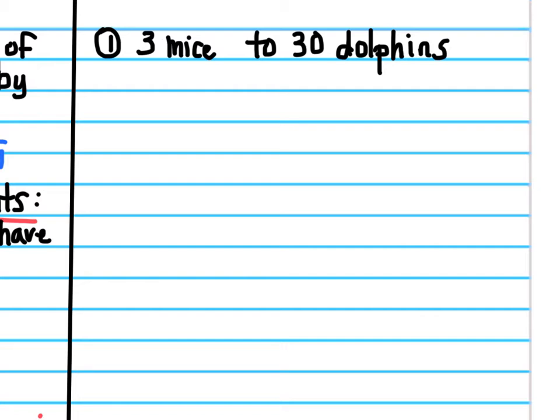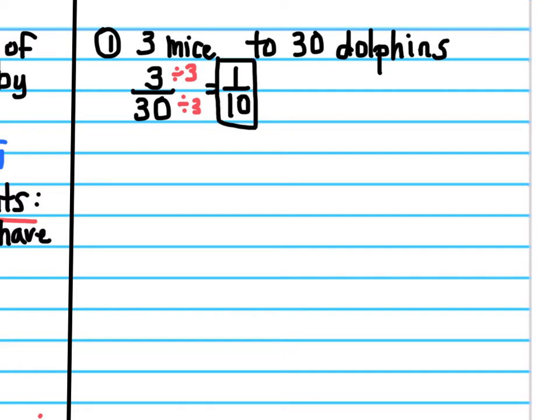Okay, so for 3 mice to 30 dolphins, what you want to do to write this as a ratio is you put the 3 mice on top. So you're going to write 3, and then the 30 dolphins on the bottom. Then we'll write 30. And then what we'll do from here to express this as a ratio is we're going to go ahead and simplify it. We divide both the denominator and numerator by 3, and then our answer is going to be 1/10. And so now we box it. Let's do the next problem.